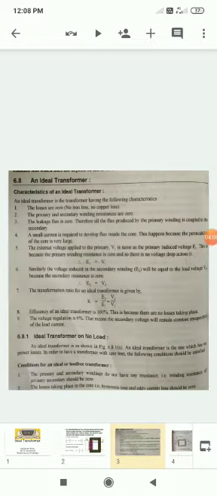So an ideal transformer is a transformer having the following characteristics. Firstly, the loss is zero. There is no loss, either it is copper loss, iron loss, hysteresis losses, or eddy current losses. These are the major important losses that occur in the transformer.